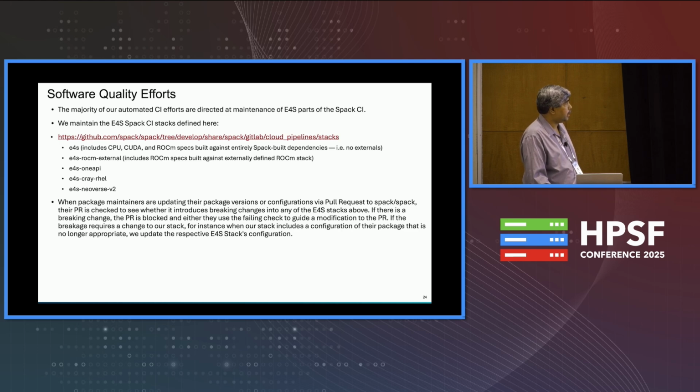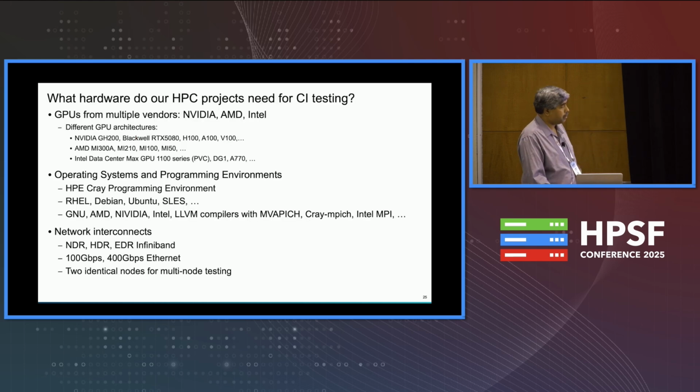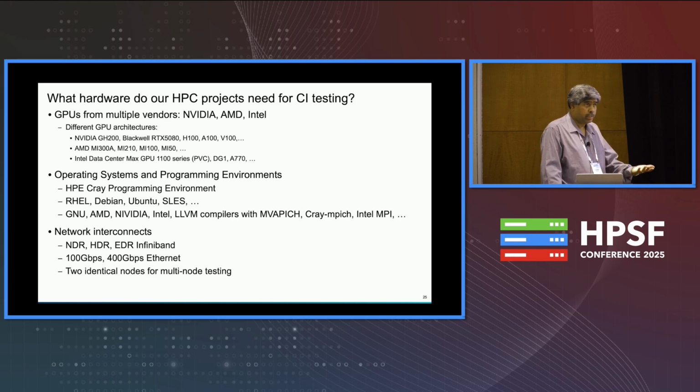And there are requirements for such a CI system. So what hardware do our HPC projects typically need for CI? We do need GPUs from multiple vendors. We need diversity of operating systems and programming environments. And we require different network interconnects for testing. And we typically have 2 nodes that are identical, and they have multiple GPUs, and we exercise the multi-node examples over there.